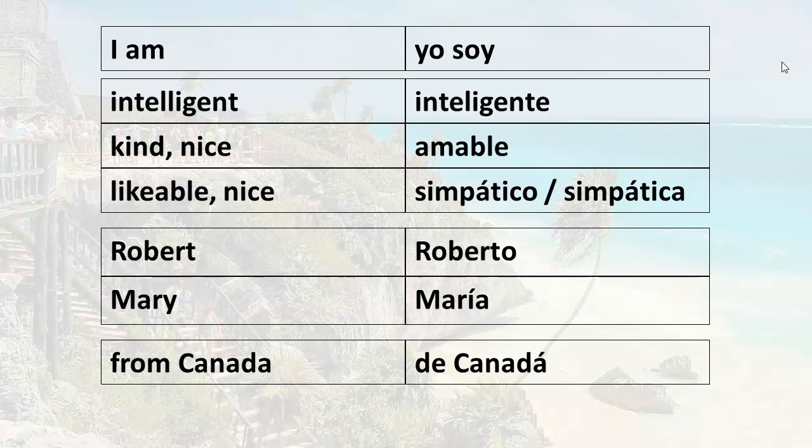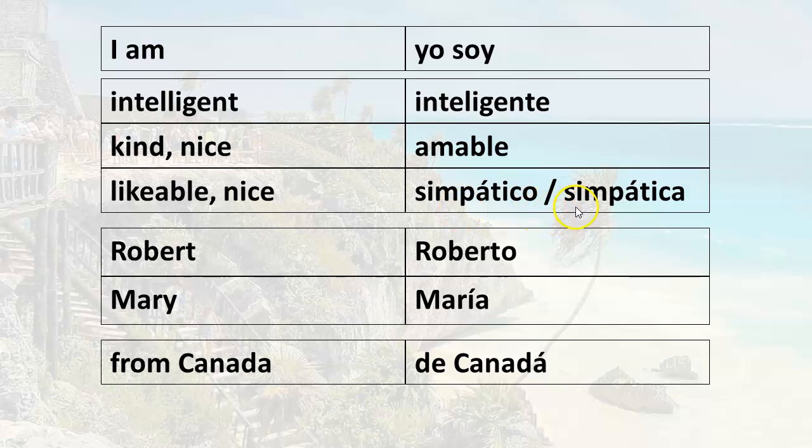Okay, so let's use this chart to review and add some new information. So the verb ser, if you conjugate it in the present tense, I am, yo soy. It's important to know the uses of ser because we also have the verb estar, and they're not interchangeable. So we use ser to describe ourselves and others. We use adjectives for the description. So I could say yo soy inteligente. If I want to say I am kind or nice, I could say yo soy amable. So I'm using ser to describe myself. I can also say I'm likable or nice, which is simpático.